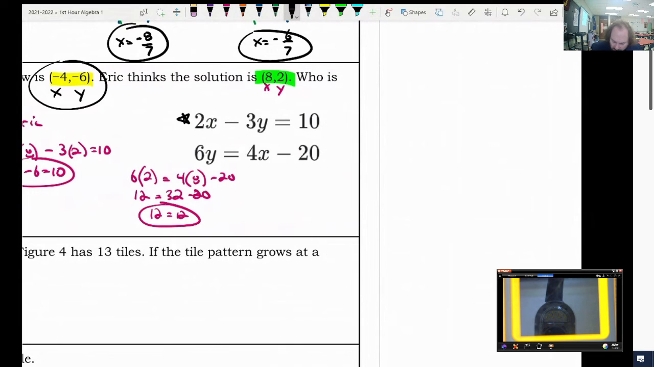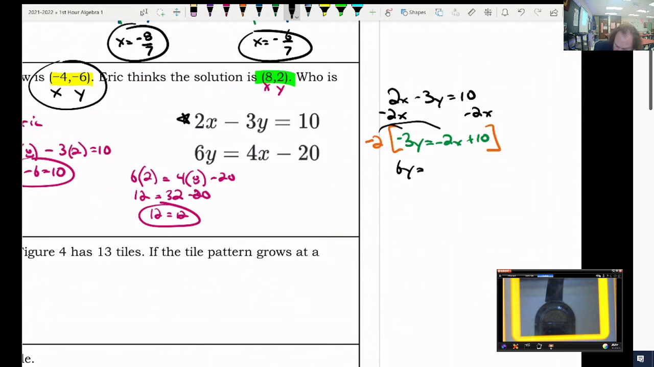I'm just going to do a little bit of work. You don't need to worry about this if you're watching this video. I don't expect you to do this, but you can. If you subtract the 2x from both sides, you get negative 3y equals negative 2x plus 10. Then if you multiply everything in the equation by negative 2, negative 2 times negative 3 is 6y. Negative 2 times negative 2 is 4x, and negative 2 times 10 is minus 20.